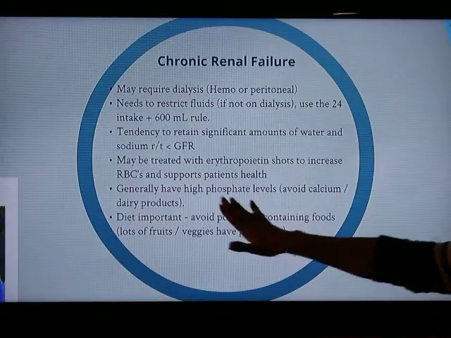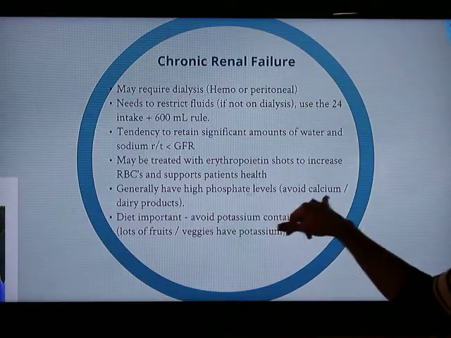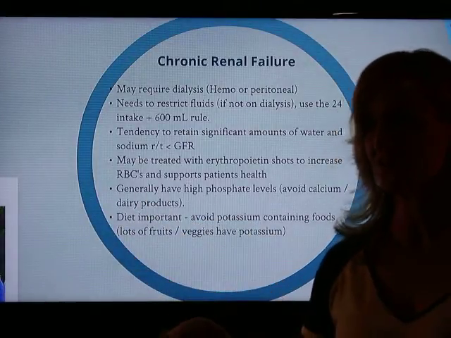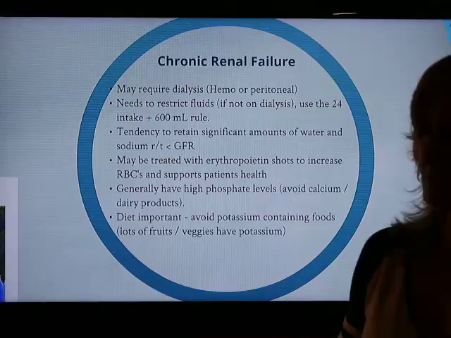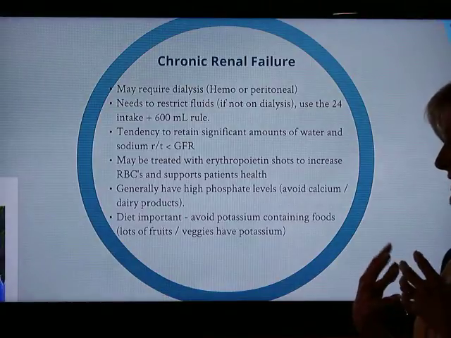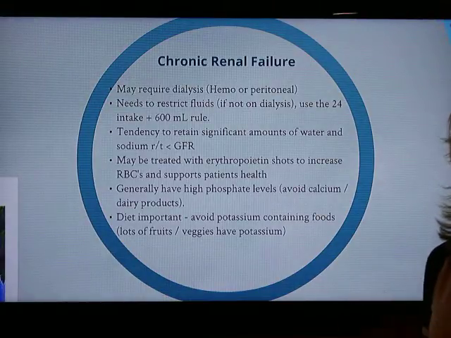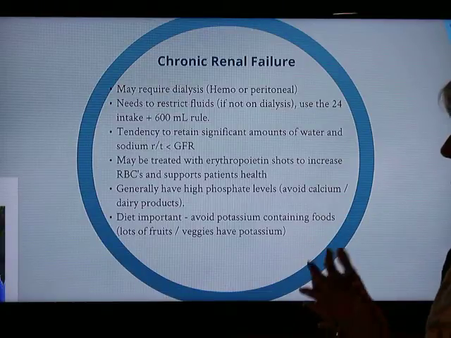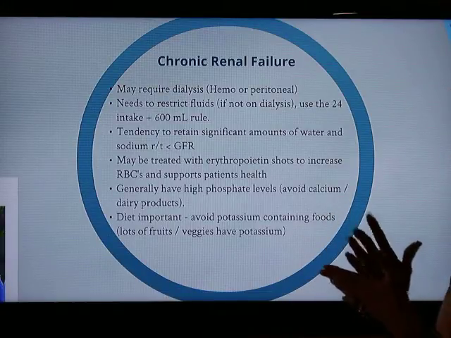They tend to also have high phosphate levels, and phosphate is found in calcium and dairy products, so you need to be careful with that. Chronic kidney patients, their diet is really, really tricky because you want them to have really good nutrition, but a lot of the nutrition makes the kidneys worse because of the byproducts of it.